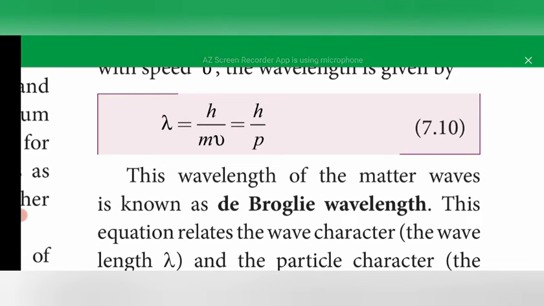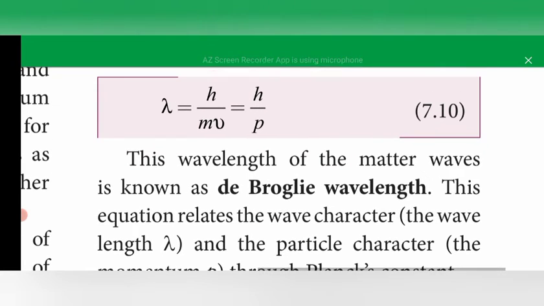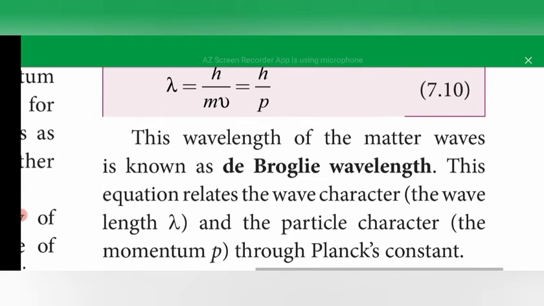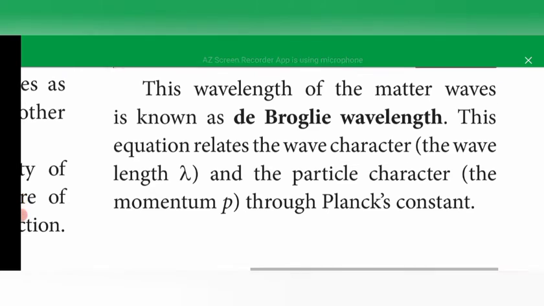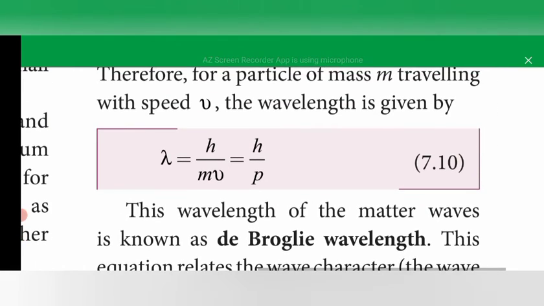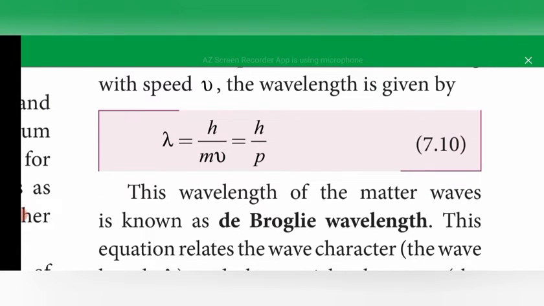This is called the de Broglie wavelength because this equation relates the wave character and the particle character. The mass and the velocity represent the particle character, and lambda the wave character. So lambda is equal to h by p, or h by mv. That is considered the de Broglie wavelength.